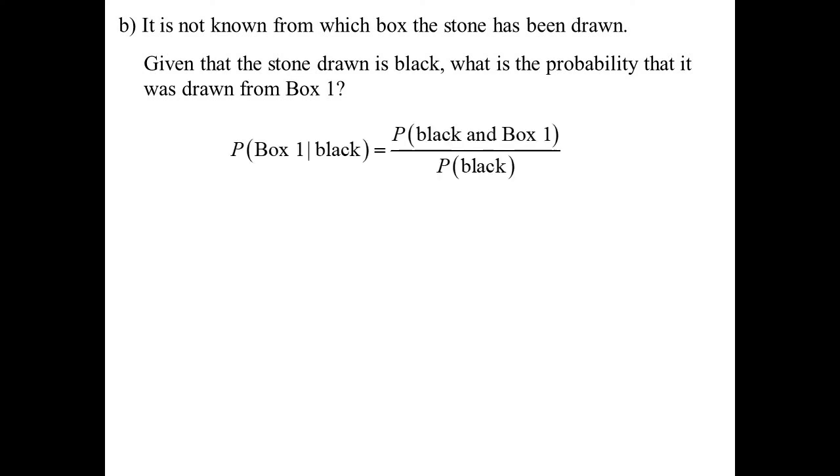So probability of black and box 1 divided by probability of black. Well, probability of black and box 1, that was a half. Probability of black, we just worked out, was 3/4. So we get a 2/3 chance for that one happening. 2/3. Let's do another one.